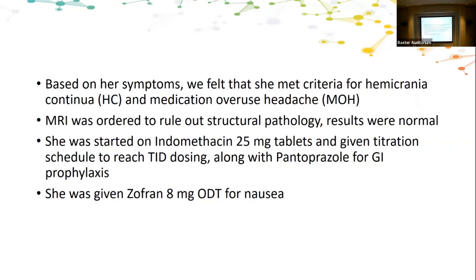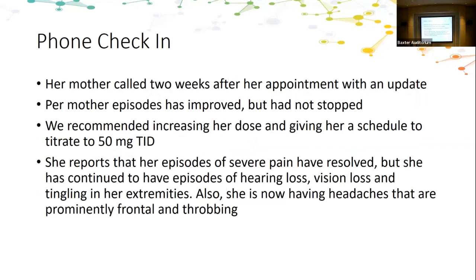She was started on indomethacin 25 milligram tablets and given a titration schedule to go up to TID, and pantoprazole for GI prophylaxis, and given Zofran for her nausea. So here's a case where we had hemicrania continua, but also had some migrainous type features as well. So they did a phone check-in 2 weeks after her appointment with an update.